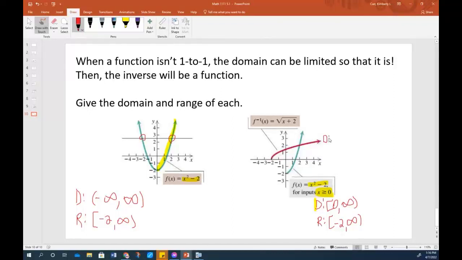So this is the inverse. You can get the domain directly from the equation, or I can simply use the fact that what was the range is now the domain. And you can see it graphically also. It starts here at negative 2 and it goes to the right. What was the domain of the other one is now the range of this one. So if you're looking at y values, it goes from 0 up.